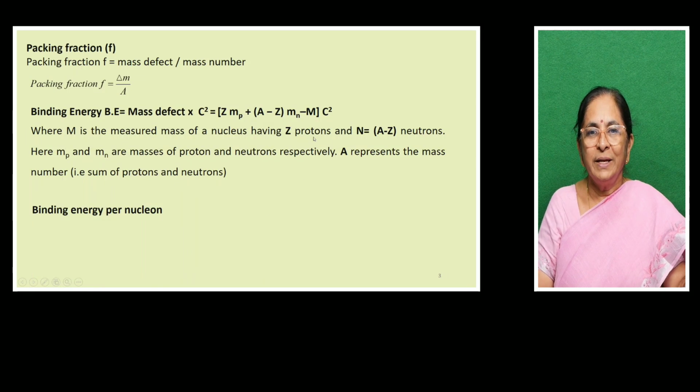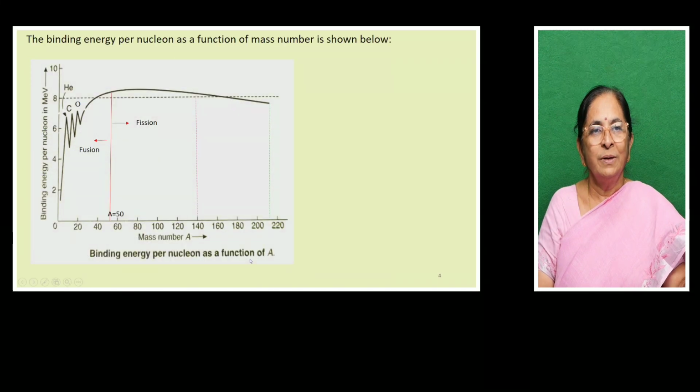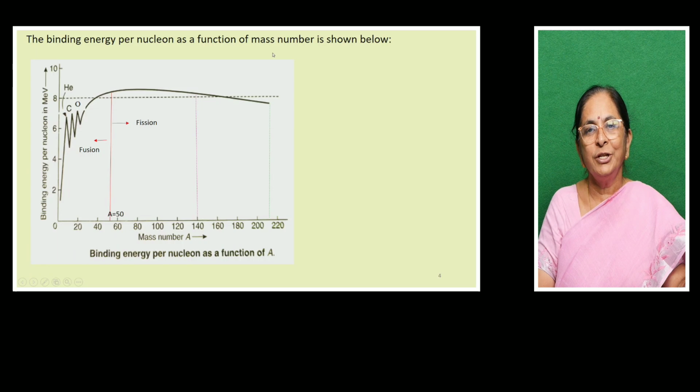So mass number A is the sum of protons and neutrons, that is called mass number. Now binding energy per nucleon. Binding energy per nucleon means you have to divide it by the mass number. The binding energy per nucleon of a nucleus is the binding energy divided by the total number of nucleons. So here we can represent the binding energy per nucleon as a function of mass number in a graph.